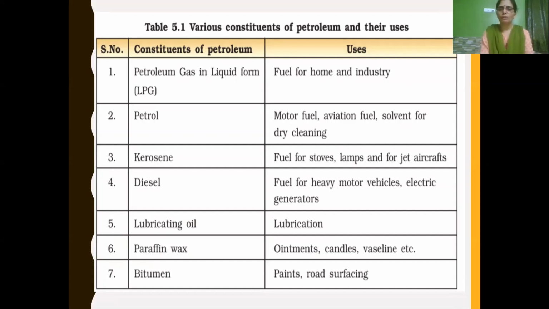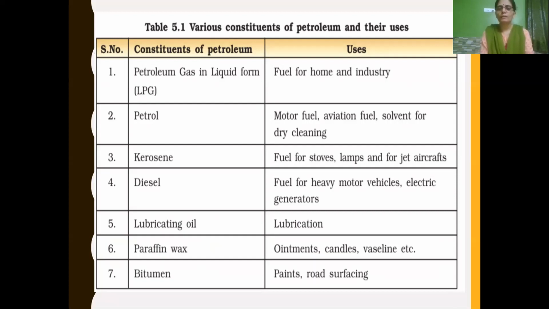Petrol is used as a fuel in motor vehicles, as aviation fuel, and also as a solvent for dry cleaning. Kerosene is used as fuel for stoves, lamps, and jet aircraft. Diesel is used as a fuel for heavy motor vehicles. What do we mean by heavy motor vehicles? Like trucks, tractors, etc., and electric generators.